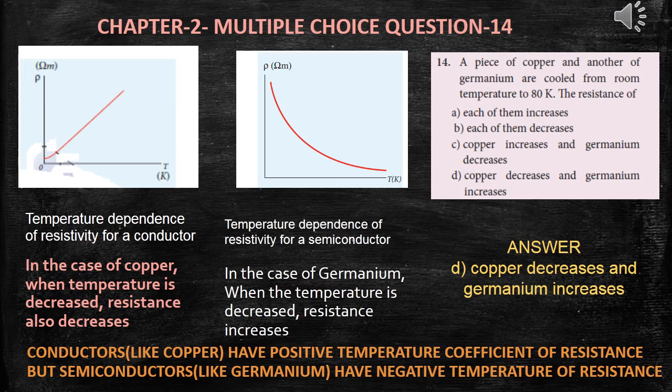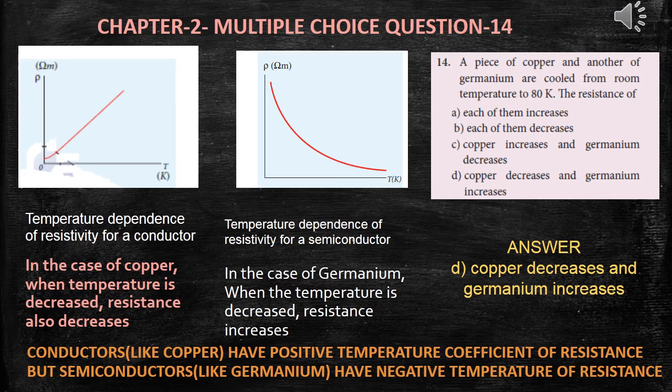Now we are going to find the answer for multiple choice question number 14 in chapter 2. What is mentioned in the problem? A piece of copper and another of germanium are cooled from room temperature to 80 Kelvin. The resistance options are given. Now we have to find the answer with the help of theory knowledge.